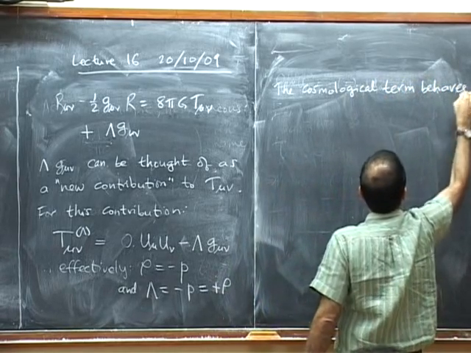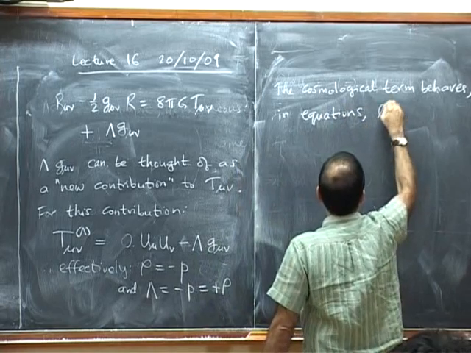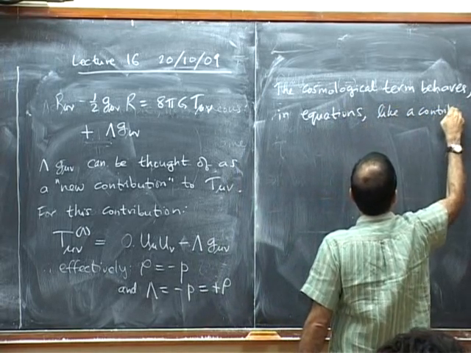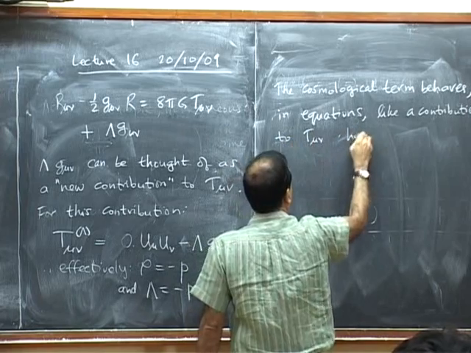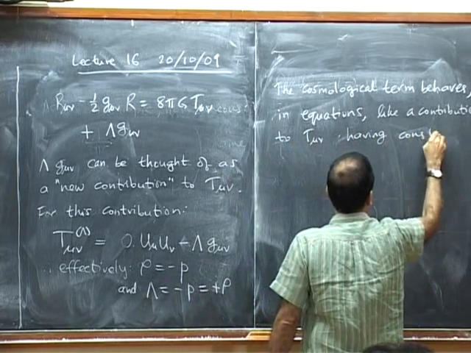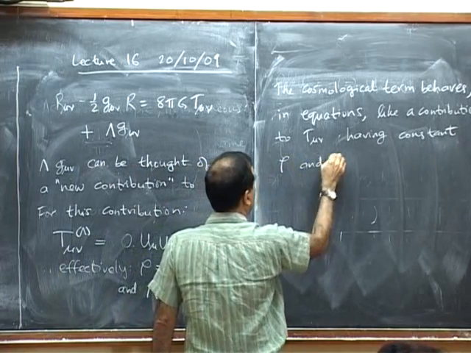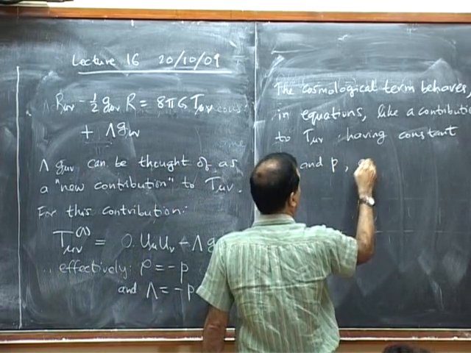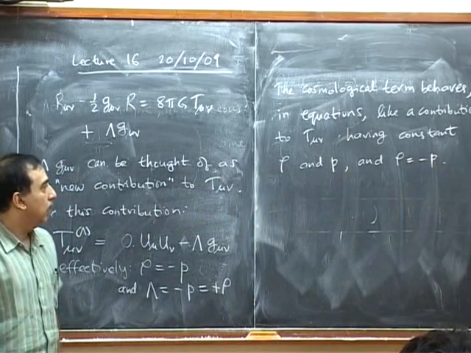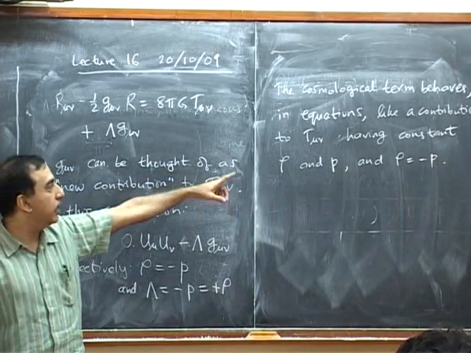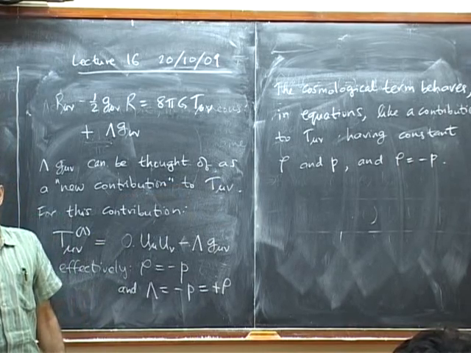Like the contribution, if it behaves like that in equations, it will behave like that in experiments too. Like the contribution to T mu nu having constant rho and p. So this is certainly not a general characteristic of T mu nu. The rho and p need not be constant. But one can easily anticipate that with such a very striking property, it should be possible to pin down with experiments whether this is actually the case.